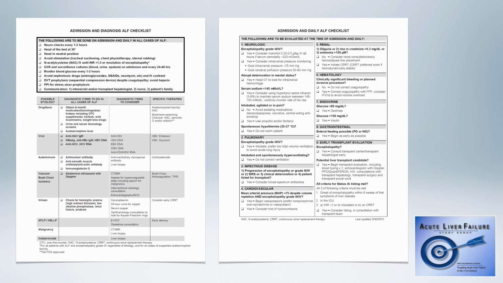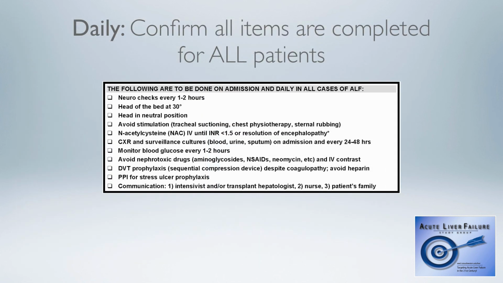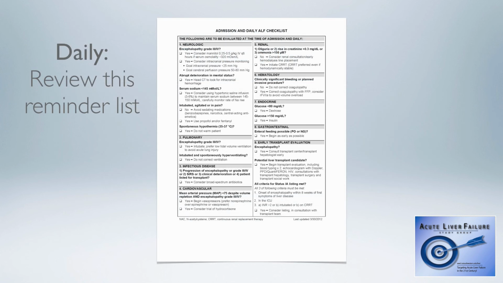After admission, these checklists should also be used on a daily basis. The box at the top of the admission and diagnosis checklist should be reviewed and confirmed daily for all patients. The reminder list, organized by systems on the admission and daily checklist, should be reviewed daily. The time this should be reviewed depends on your program and workflow. This can be done while pre-rounding on acute liver failure patients, during rounds, or each evening, for example, before sign-out to the house staff covering at night.